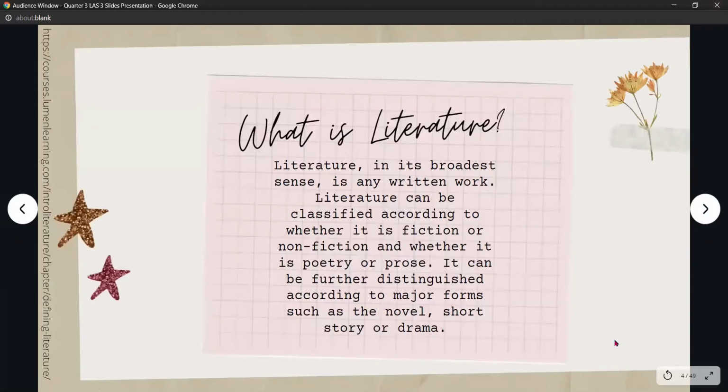Literature, in its broadest sense, is any written work. Literature can be classified according to whether it is fiction or nonfiction, and whether it is prose or poetry. It can be further distinguished according to major forms, such as the novel, short story, or drama.